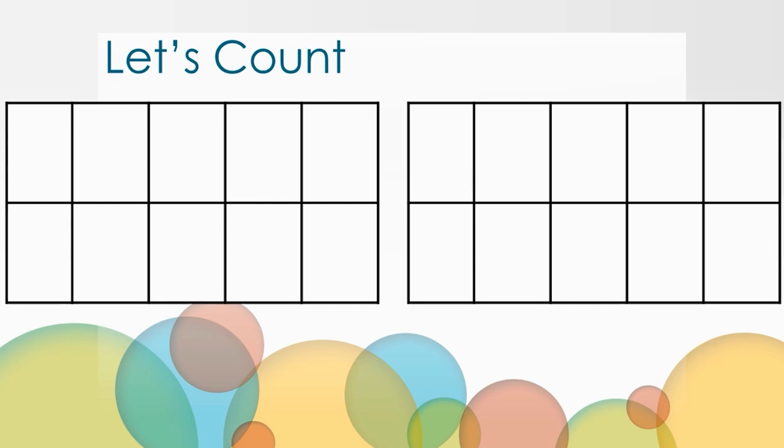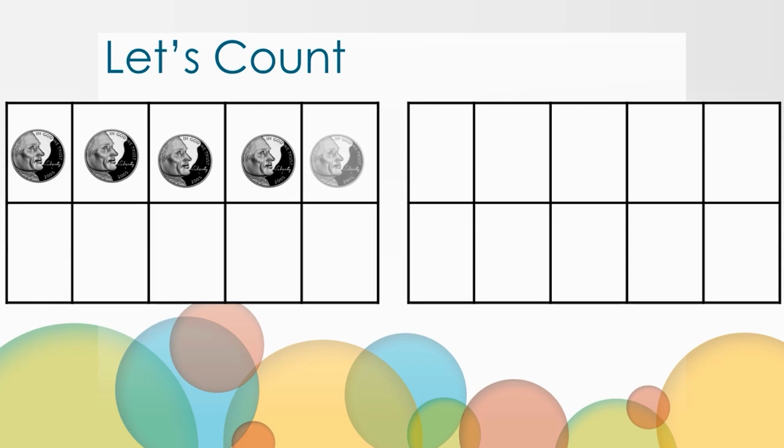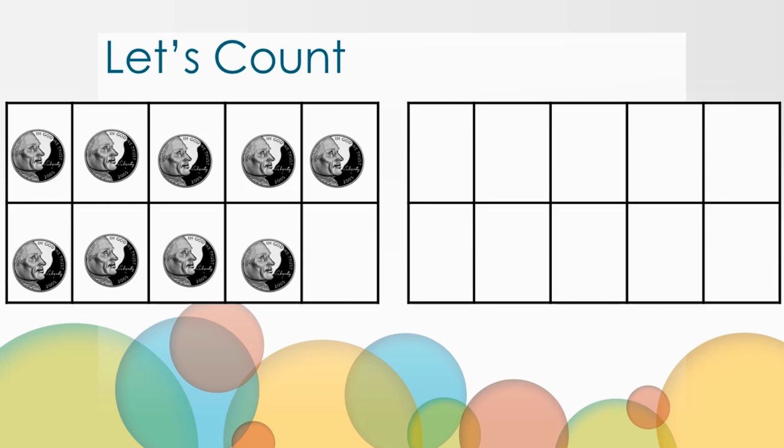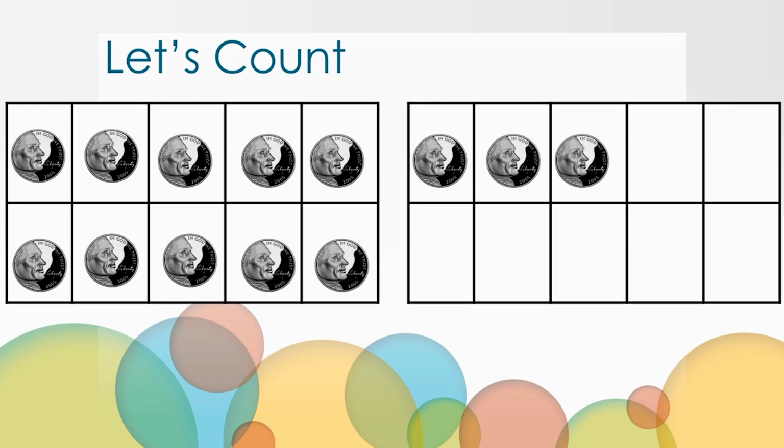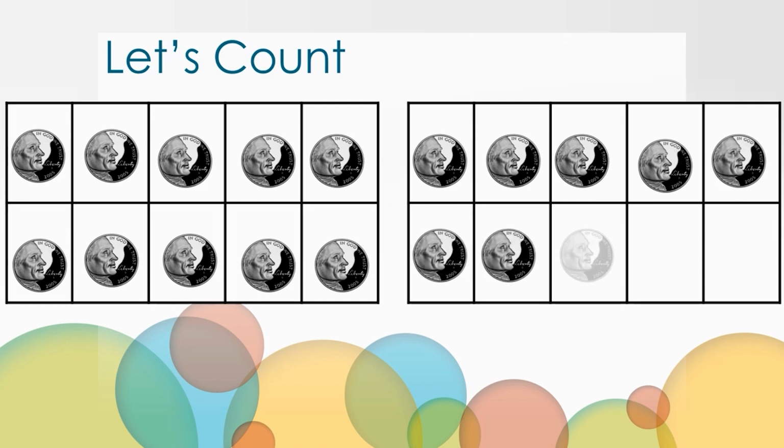Let's put them in 10 frames. 5 cents, 10 cents, 15 cents, 20 cents, 25 cents, 30 cents, 35 cents, 40 cents, 45 cents, 50 cents, 55 cents, 60 cents, 65 cents, 70 cents, 75 cents, 80 cents, 85 cents, 90 cents, 95 cents.